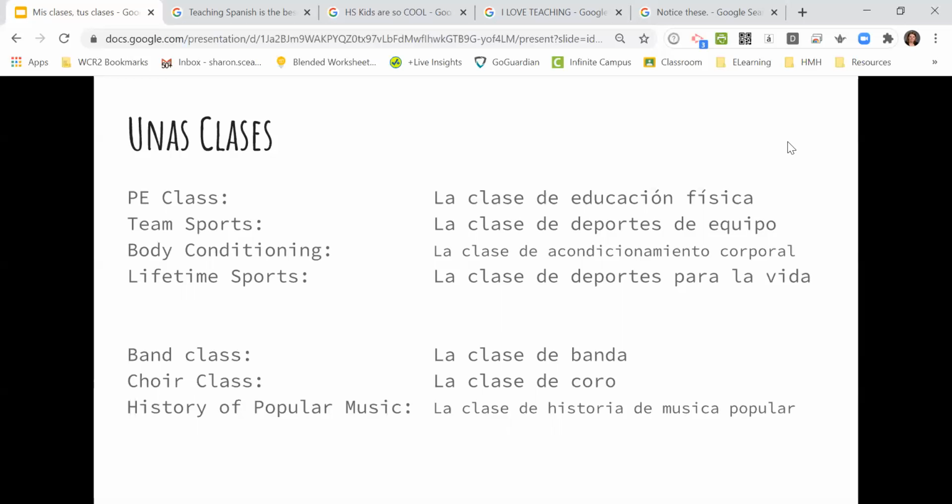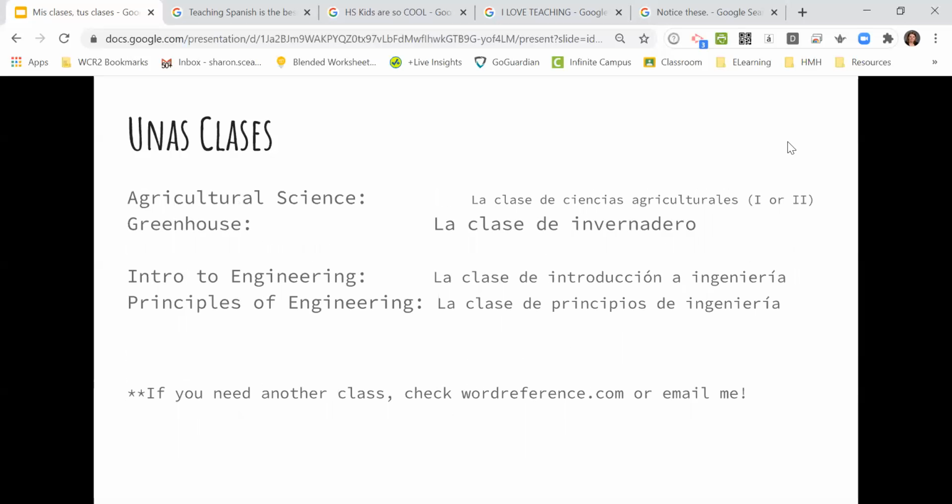Band class, la clase de banda. Choir class, la clase de coro. History of popular music is one that we have. La clase de historia de música popular. Agricultural science, la clase de ciencias agriculturales uno, and la clase de ciencias agriculturales dos. Greenhouse, la clase de invernadero.